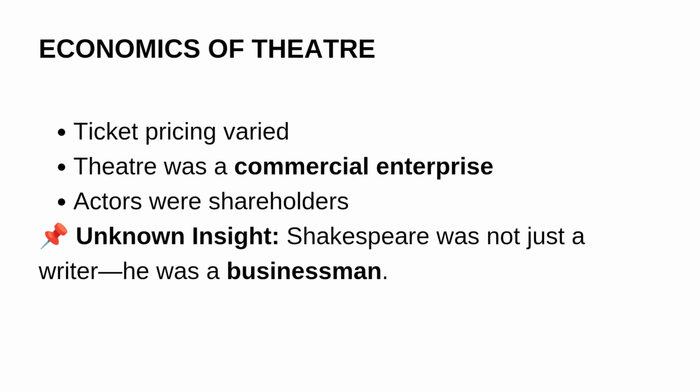Now let us understand the economic foundation of Shakespearean theatre, which is very important for a complete understanding of how it functioned. First, ticket pricing varied. The theatre followed a tiered pricing system. The cheapest tickets were for the groundlings standing in the yard, while higher prices were charged for seats in the galleries and private boxes. This system allowed people from different social classes to attend while also maximizing profit.